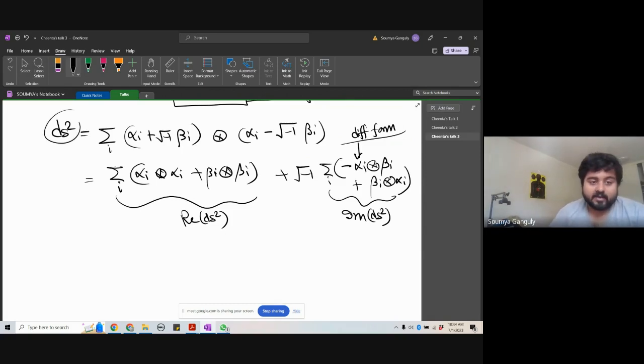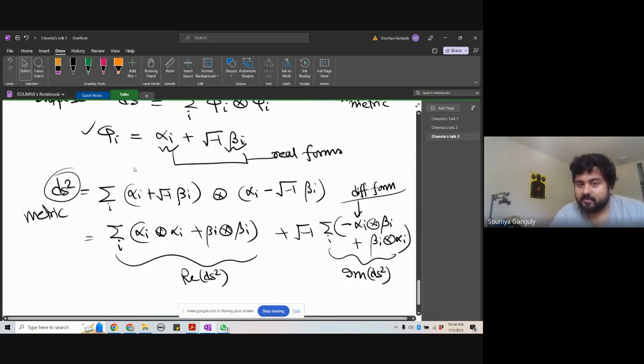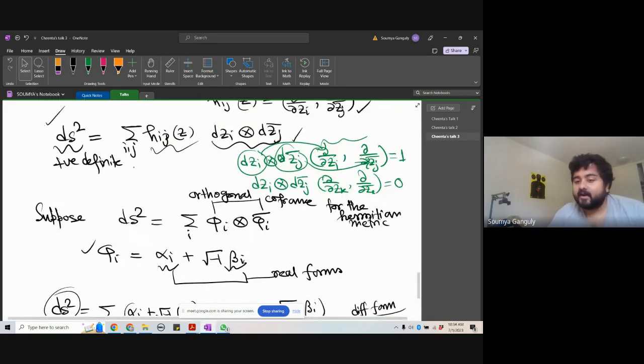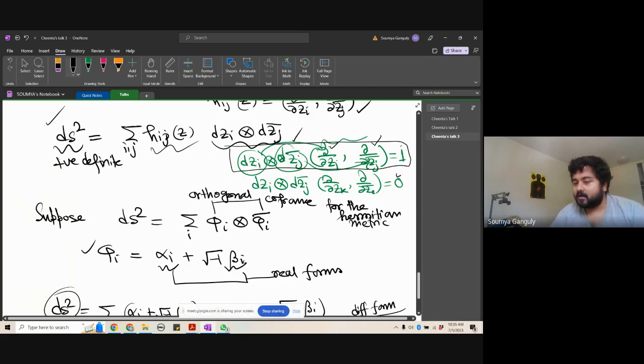So now, ds² was our metric, which calculates the inner product between two vectors. How? Again, we saw that before. You express a vector in terms of the basis vectors ∂/∂z_i and ∂/∂z̄_i, and then you take the inner product. When you take the inner product, you will see that only certain terms are going to be there because of this relation here, and most of the other terms will vanish because of this relation here.